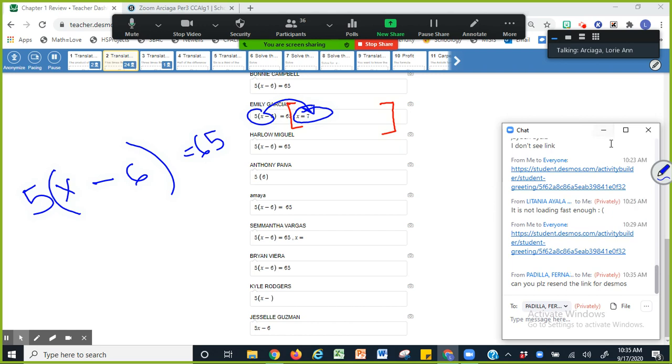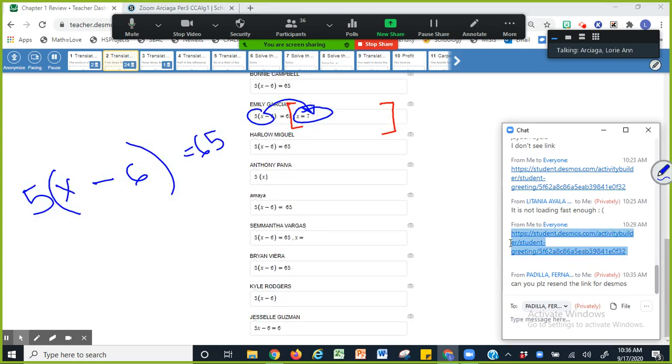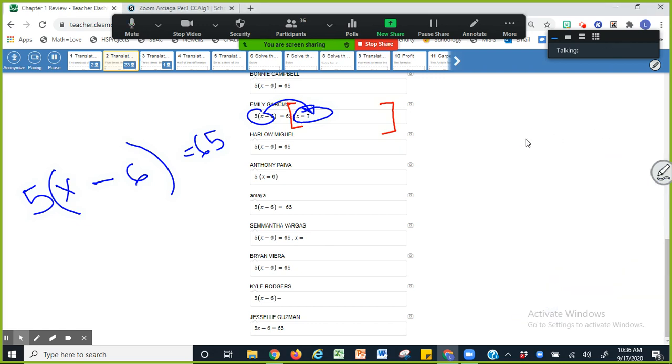Can you please resend the link for decimal? Sure. Give me 1 second. I will do that. Let's see, I'm even figuring out what's the best or the fastest way to do it. Okay. But I copy and paste right there. There you go, Fernando. I hope that works for you. All right. And I can see you guys started to solve. That's awesome.